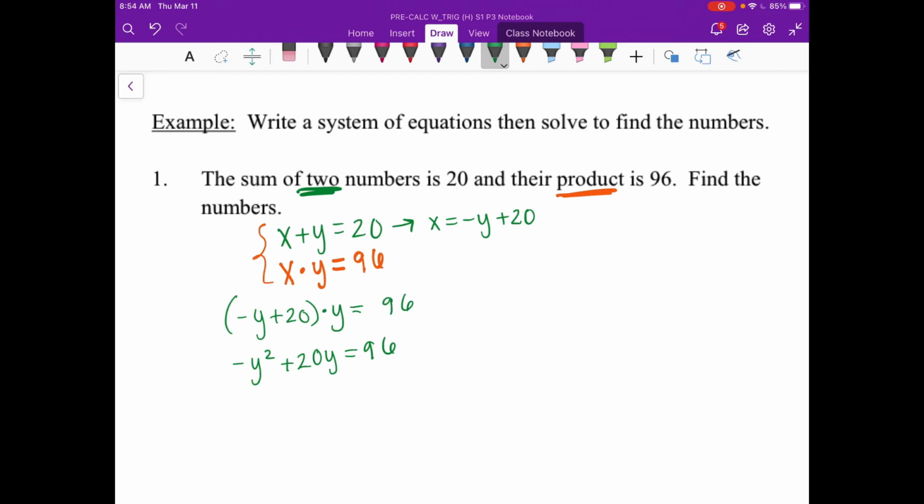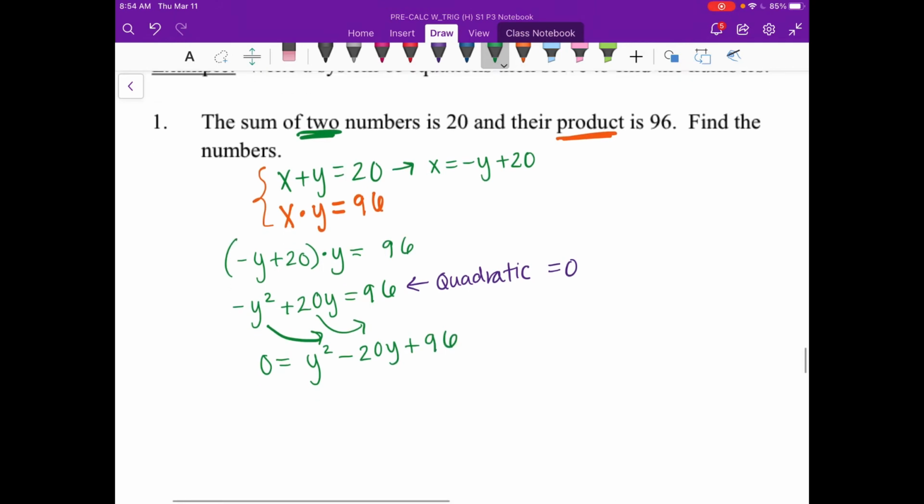So I want to move everything to one side because this looks like a quadratic, so this is how you solve quadratics. You set them equal to 0. So quadratic, set equal to 0. And so I'm just going to move everything to the right. That way my y squared is positive. Again, that's just a personal preference. Y squared minus 20y, and then the 96 is positive, so I keep it as positive. So think about two numbers that multiply to 96 but add up to negative 20.